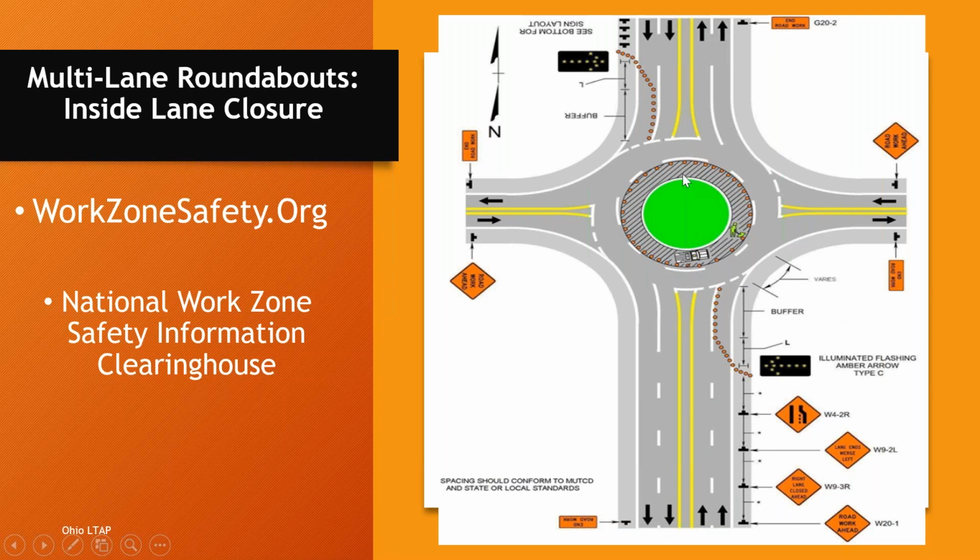And so what they've done here is they've completely closed the inside lane of the roundabout. And so they've gone from a two-lane roundabout to a one-lane. And so they want to make sure that all the traffic is down to one lane as they approach this roundabout. So this Work Zone Safety Information Clearinghouse is a very neat website. They have all kinds of work zone information. So you might want to save that to your favorites on your computer.